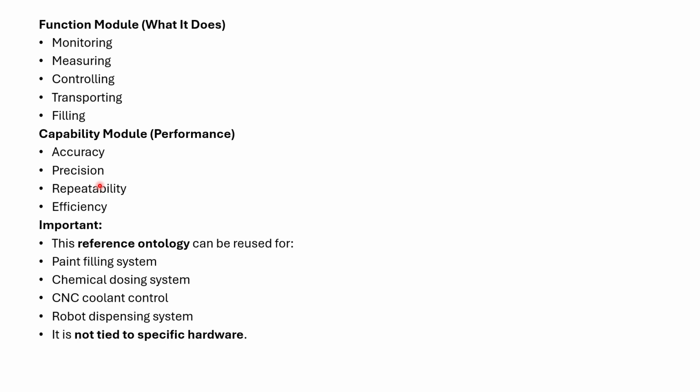One important thing we need to understand here is that the reference ontology is a reusable model. It can be used for any specific application. This closed loop system can be used in a paint filling system, chemical dosing, CNC coolant control, robot dispensing, and it is not tied to specific hardware. This is a generalized, reusable model which can be suited for any application.